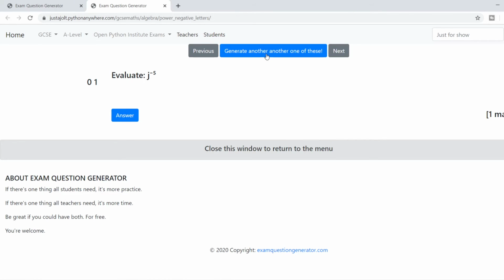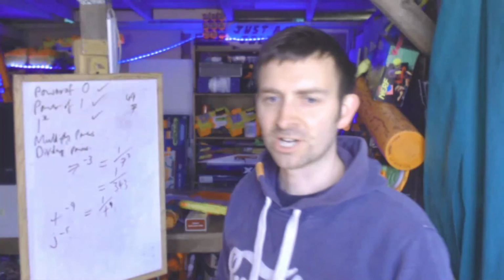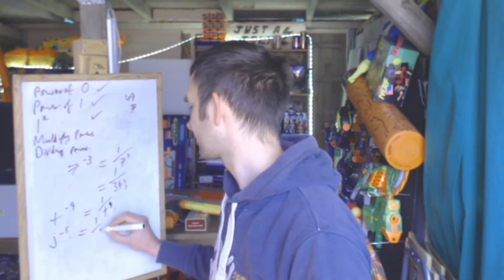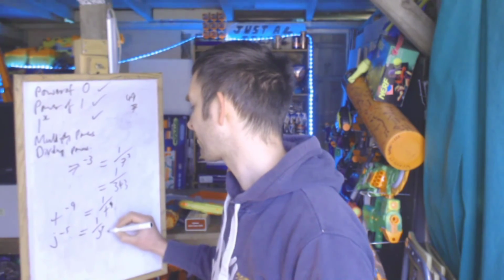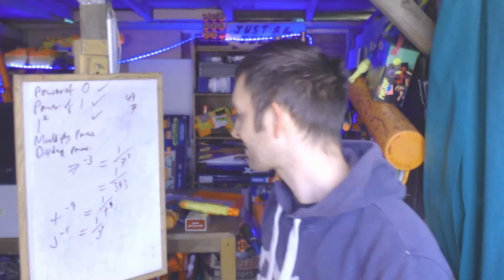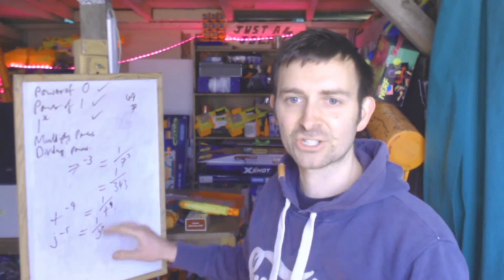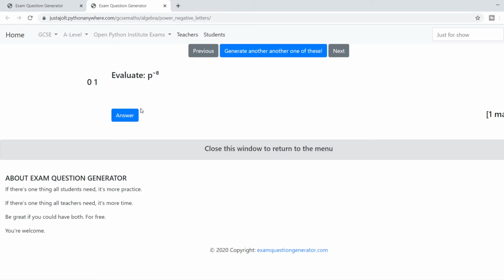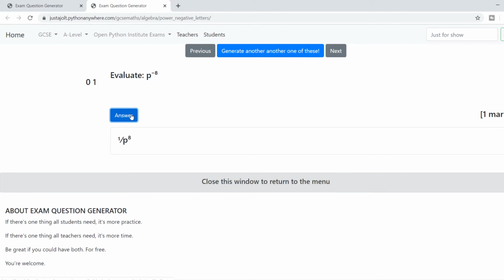Let's have another one. So you've got j to the power of -5. And if you just watch what I do again, it's that simple. 1 over j to the power of 5. And to be fair, doing this kind of illustrates that rule. So let's do one together quickly. So you've got p to the power of -8. Well, the answer is going to be 1 over p to the power of 8. And there it is.